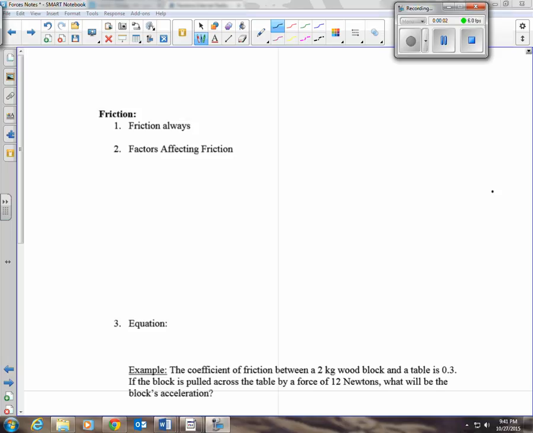In this video, we're going to be talking about friction, the factors that affect it, and how we can calculate it. Friction always opposes motion. So if something's moving to the right, friction is going to be a force that's pushing it back towards the left. The factors affecting friction are the types of surfaces.